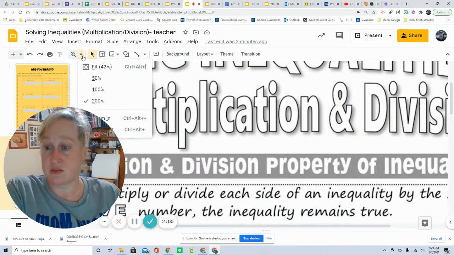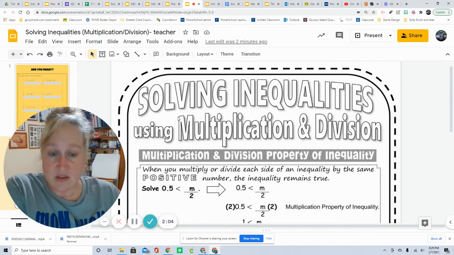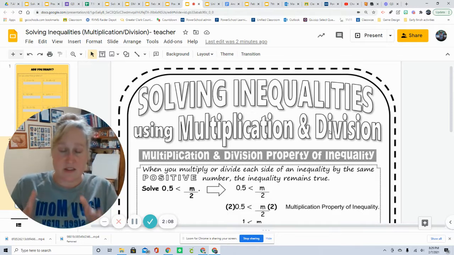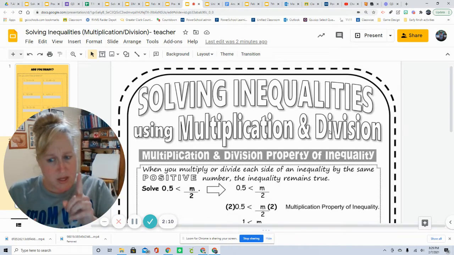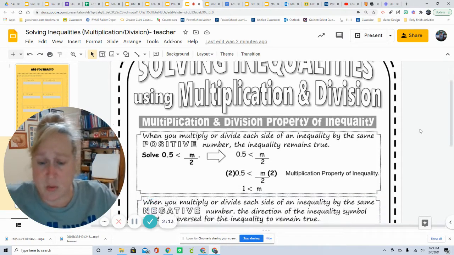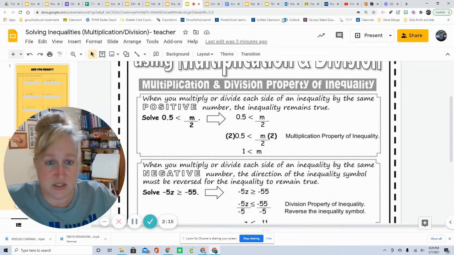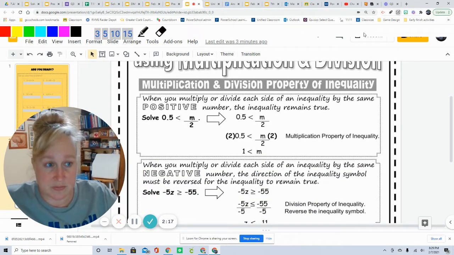Well, that's really big, so I might need to zoom out just a little. So we're doing solving inequalities using multiplication and division. And it runs exactly the same way that we just did it, with one exception. And that one exception is kind of an important situation, but it's just flipping. So when you multiply or divide each side of an inequality by the same positive number.